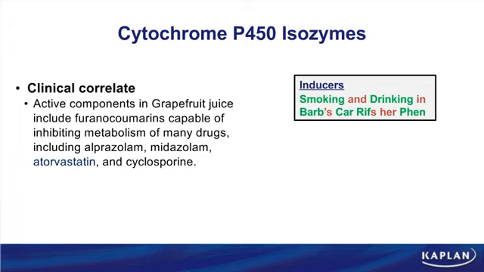Now, rifampin. Maybe my favorite inducer for your exam is rifampin, a popular antibiotic, anti-tuberculosis type drug, and then phenytoin, an anticonvulsant. So those are my inducers: the hydrocarbons from cigarette smoke, chronic ethanol, barbiturates like phenobarbital, carbamazepine, rifampin, and phenytoin.